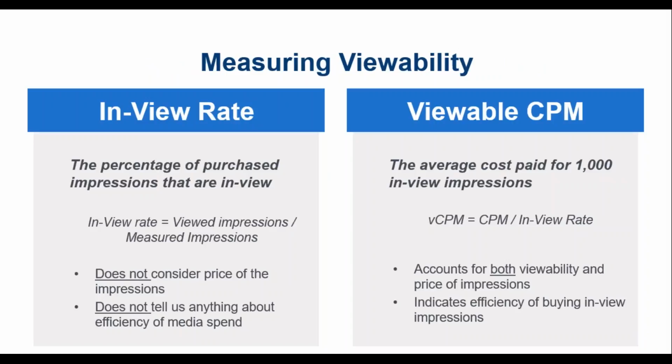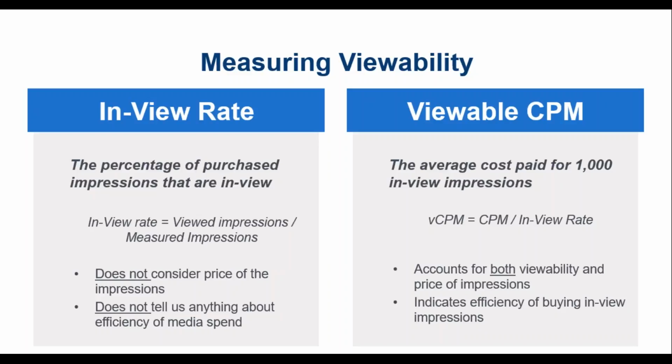When it comes to measuring viewability, there are 2 key metrics that matter. The first is in-view rate. This is simply the percentage of ads displayed that are considered to be in view according to the MRC definition of viewability. It's important to note that this metric doesn't consider the cost of in-view impressions, so it shouldn't be thought of as a measure of the efficiency of deploying an advertising budget.